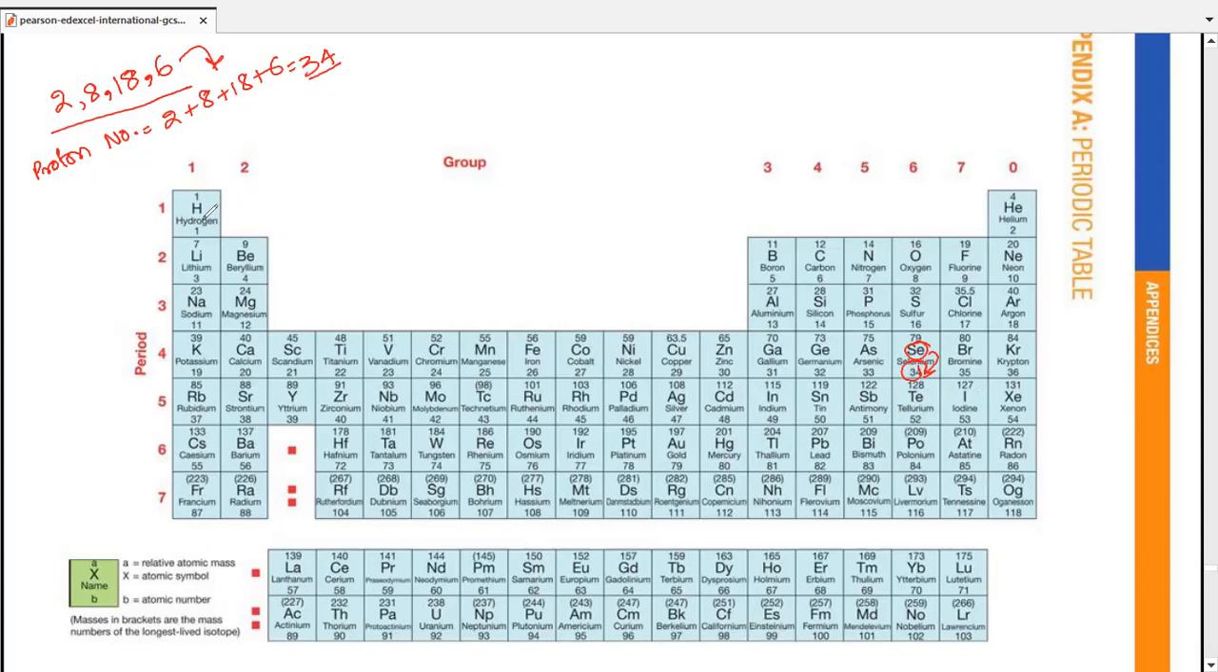Okay. Now another question. This time I'm going to use black, so we can keep the difference between the questions. So it's 2, 8, 18. That's a little confusing.